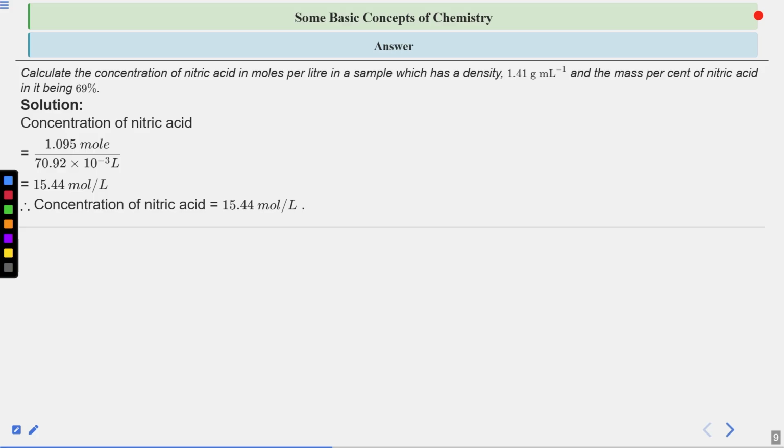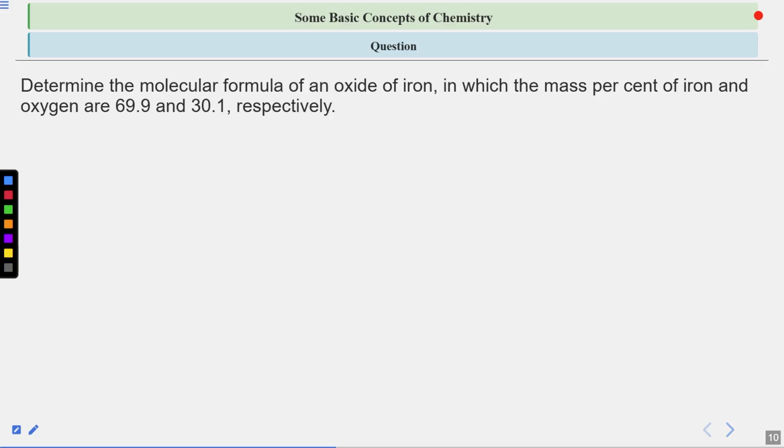So homoatomic molecules means all the atoms present in a molecule are the same. So basically we are talking about elemental molecules. Yes, because it was written to calculate the concentration in terms of mole per liter.